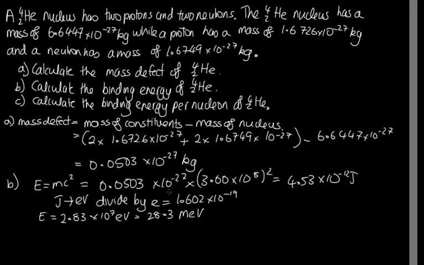And now part C wants our binding energy per nucleon, and so all we need to do is divide our binding energy, which is the 28.3 mega electron volts, by the number of nucleons. So this is equal to 28.3 over 4, because there's 4 nucleons, 2 protons and 2 neutrons, and so we have 7.06 mega electron volts as the binding energy per nucleon.